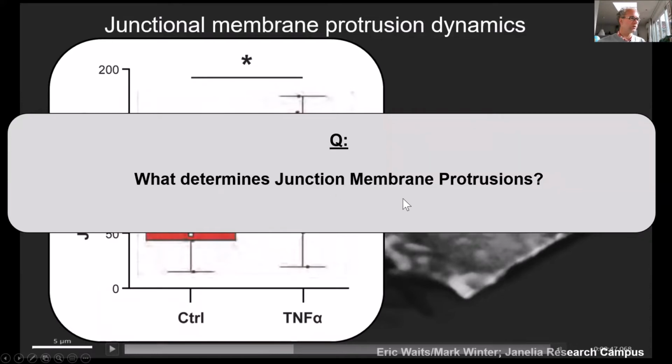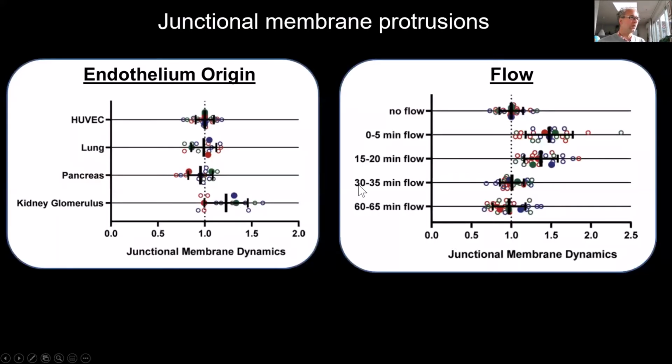So what determines junction membrane protrusions then? Well, we looked at the different origin of the endothelium, and we found that in all these endothelial cells, derived from umbilical cord, lung, pancreas, or the kidney, basically the junction dynamics is similar in all these endothelial cell types. Flow, however, seems to induce the dynamics of these junction membrane protrusions after 5 to 20 minutes of flow. After that, it actually decreases again back to basal levels.